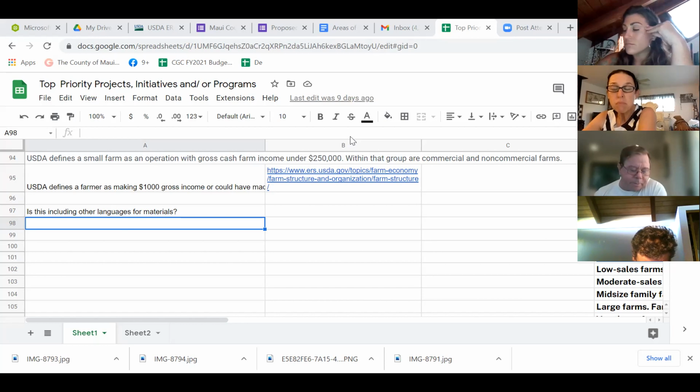Sensitive materials. Do you want to list the different languages that it should be available in? No, there's like 120 of them. No, I know, but we don't have 120 different cultures that would probably be accessing that here. Yeah, we actually do. We actually do here on Maui. Really? MEDB tracks them, yes.